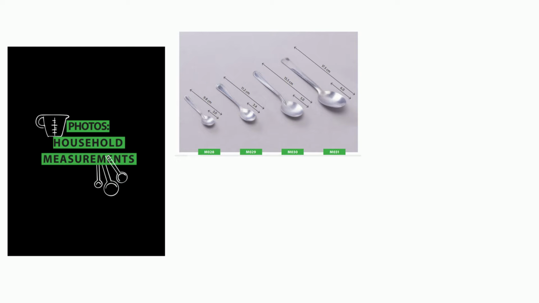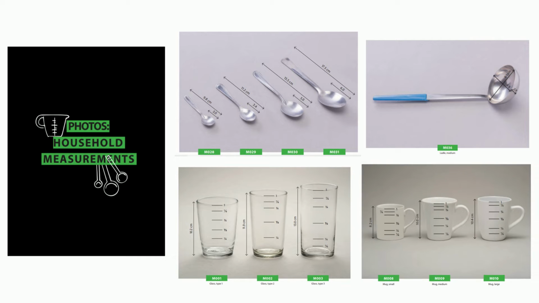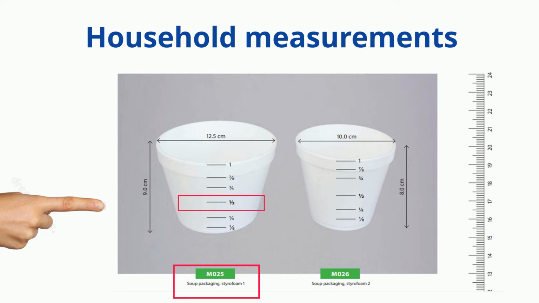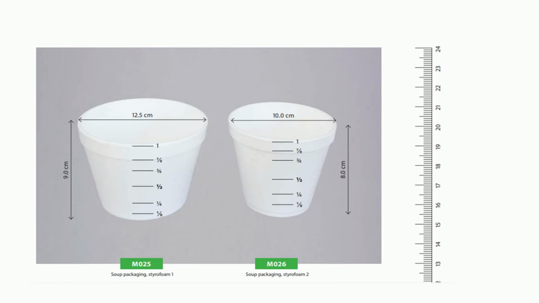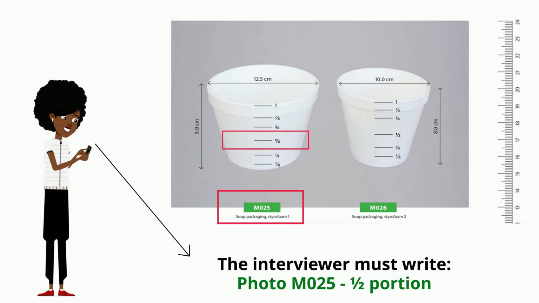The household measurement sections contain different types of food utensils, such as spoons, ladles, cups, and mugs. During the interview, the interviewee has to point out the utensil used and the amount consumed by using the marking lines in the image. All household measurement pages contain a support ruler on the side to help the interviewer confirm the approximate real size of the utensil being reported. The interviewer must write down the code of the reported utensil in addition to the indicated amount.